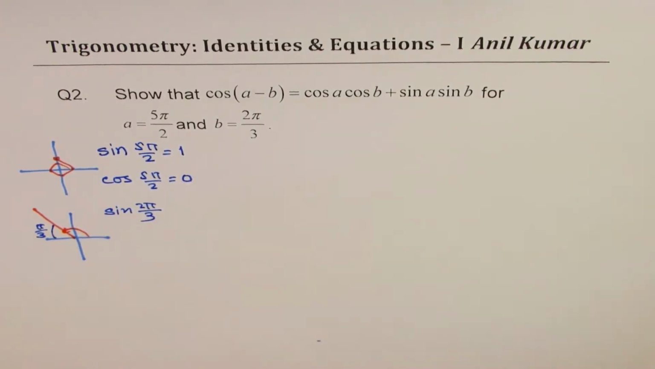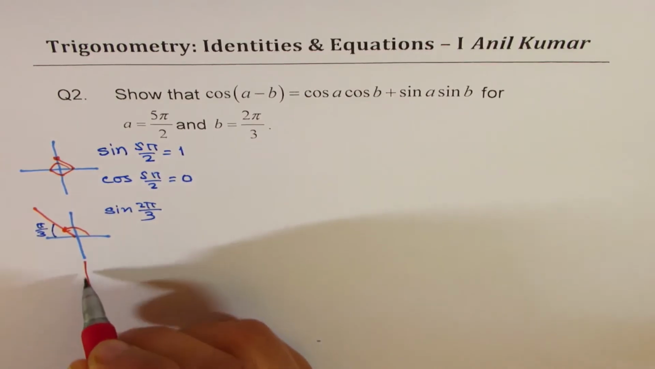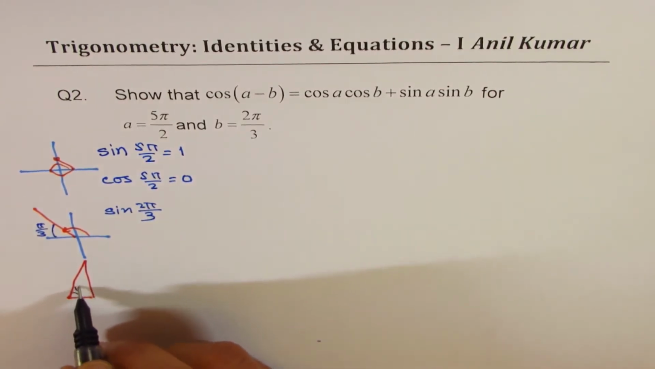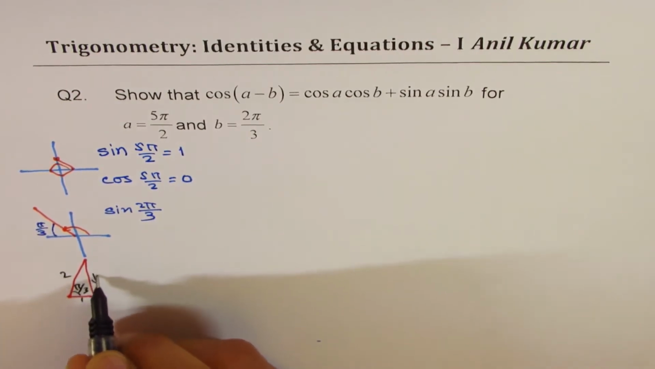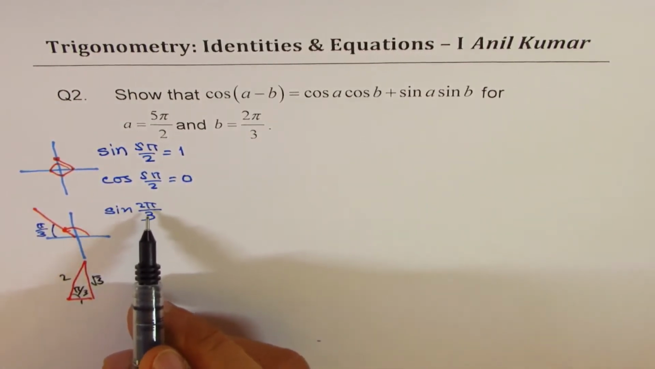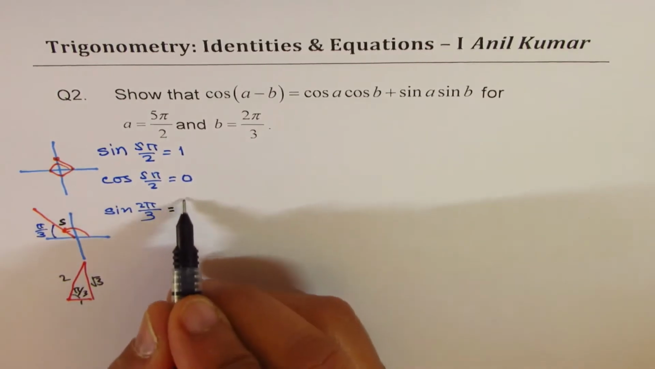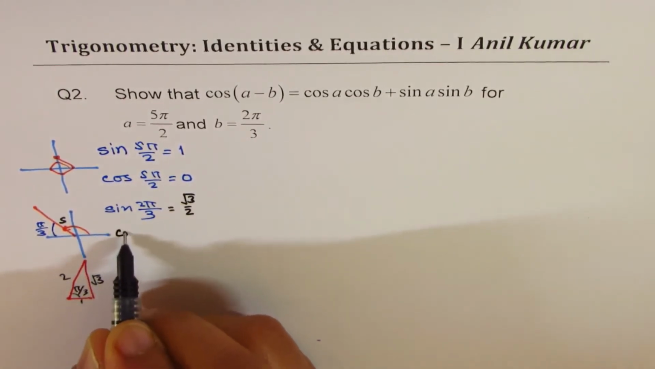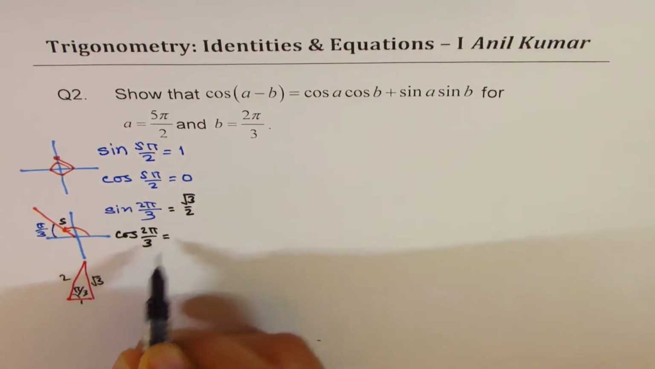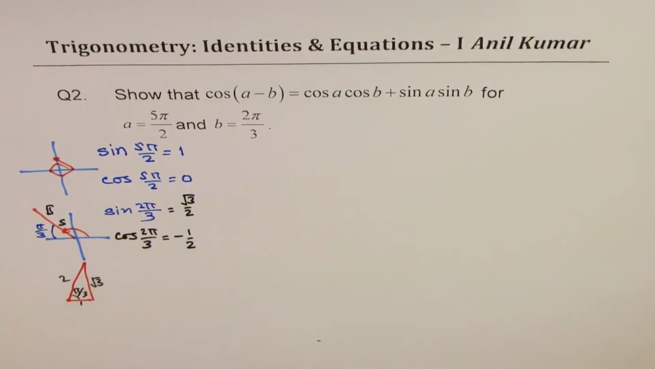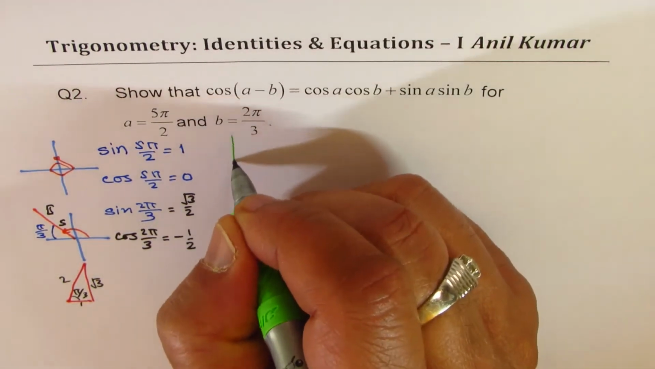Let me draw this special triangle also, so that it's very clear what we're trying to do. The whole idea is to understand the concepts. So here is the pi by 3 angle, which gives you 1, 2, square root 3. So sine 2 pi by 3, and sine is positive here, will be positive square root 3 over 2. And cos 2 pi by 3, since you are in quadrant 2, is going to be negative, and the value is half. Right? So these are the values which you have to substitute in the given expression.